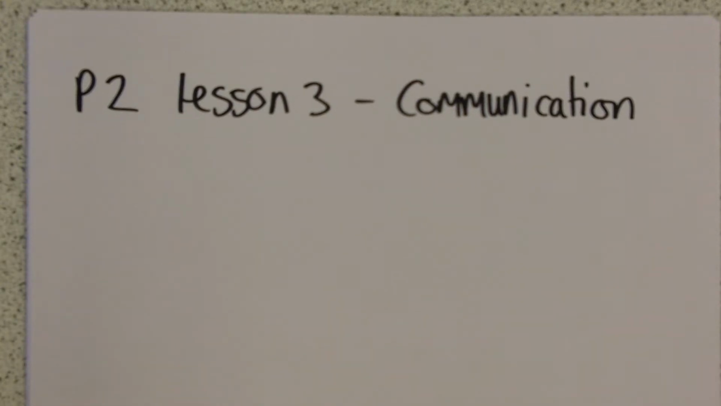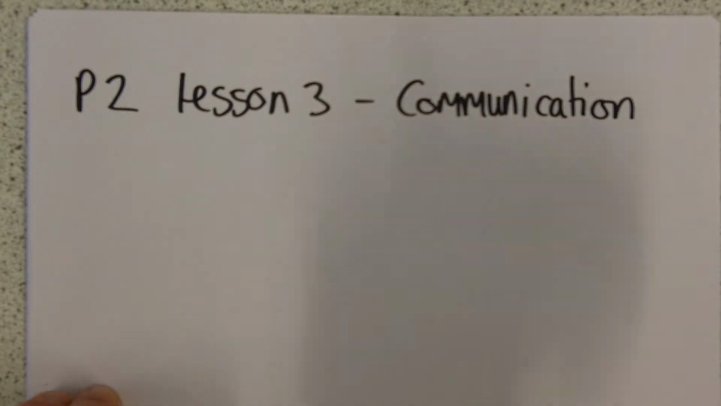This is OCR 21st Century Science P2. Lesson 3, we're going to look at communication, particularly how we can use EM radiation to communicate, and we're going to look at the idea of analog and digital communication and analog and digital sources. In addition to that, we'll look at how we can use light waves to communicate.